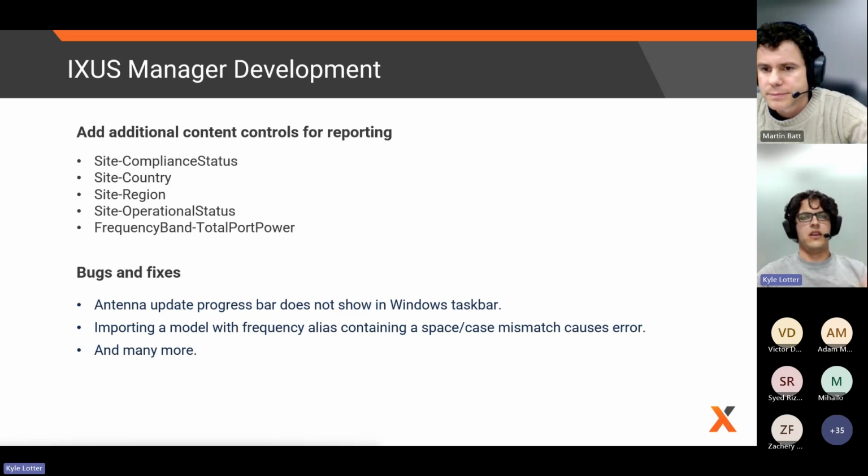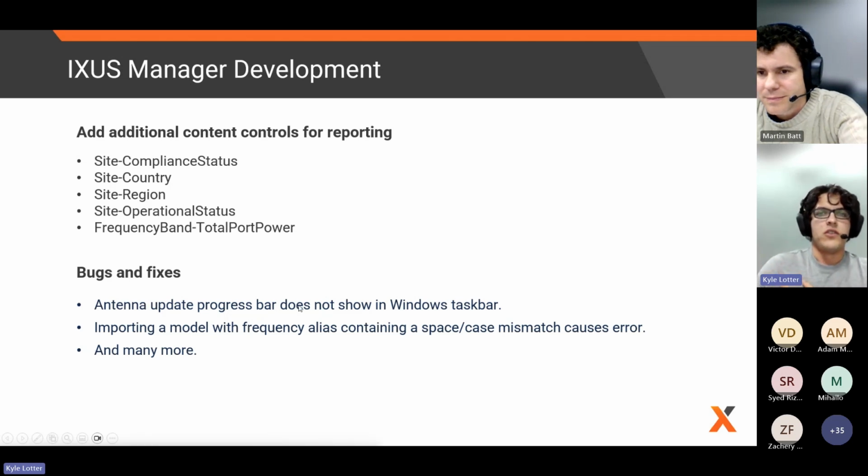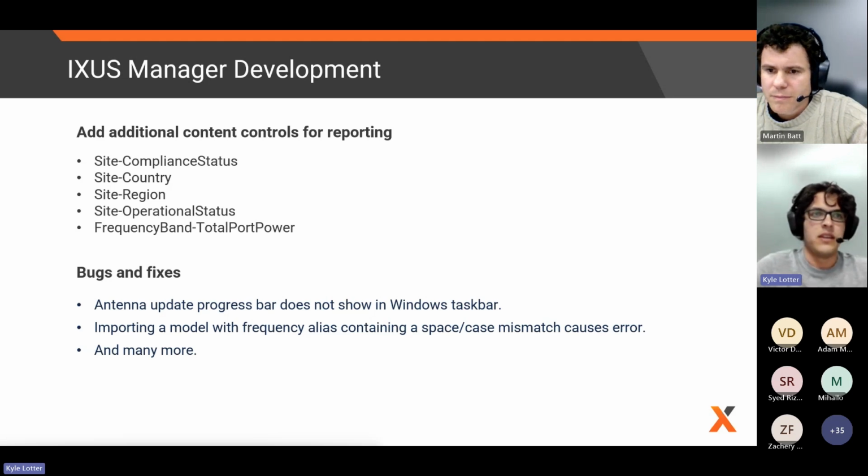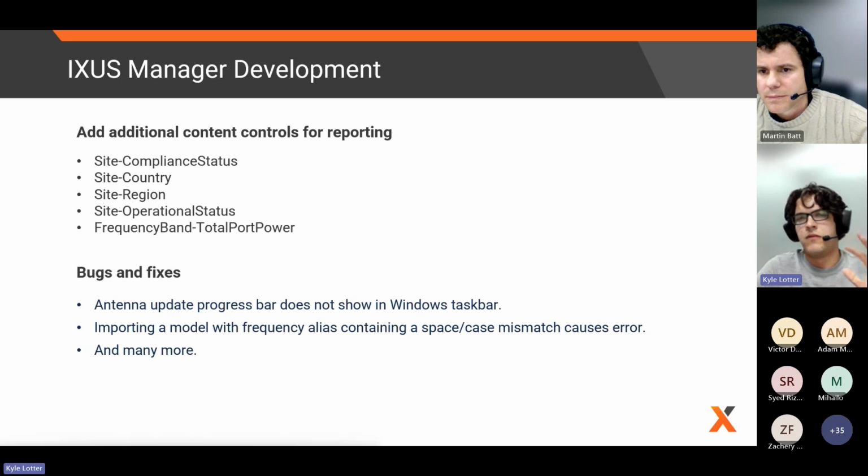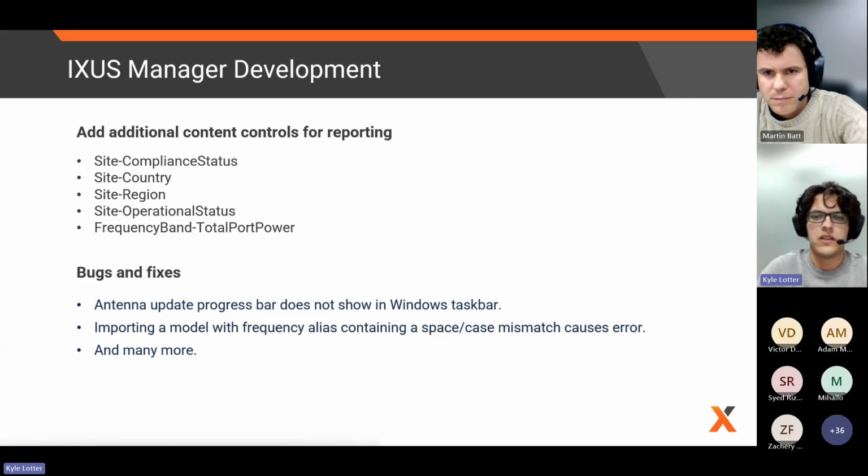Two that I really appreciate: the antenna update progress bar now shows in the taskbar. Sometimes it would look as though the modeler wasn't open because the modeler was busy updating antennas, even though it was open, but it wouldn't show up in the taskbar. And then secondly, importing models with mismatched frequency band aliases would cause errors. But this isn't really a problem so much in the US market because I don't think you share IXUS.XS files with each other as much as down under.